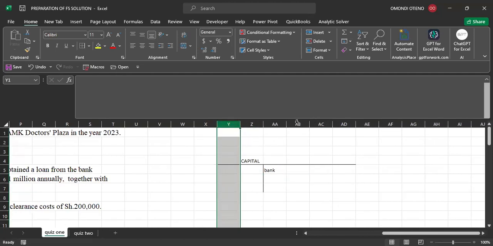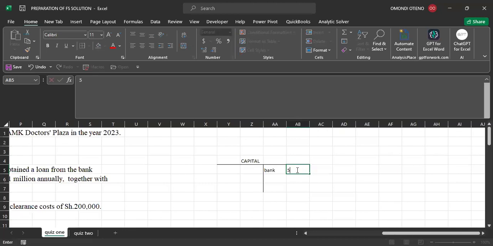We have 5 million being deposited here. So we are having 5 million coming from a personal bank account, from our money being taken to the bank account of the business. So that is capital, right?